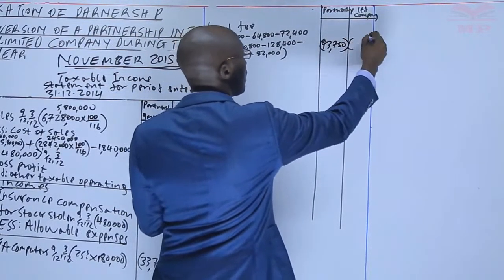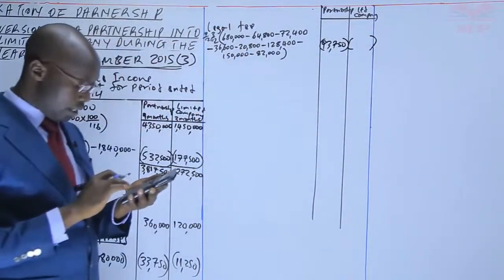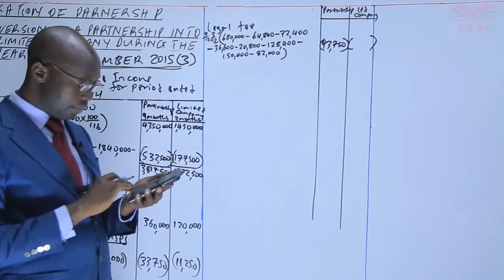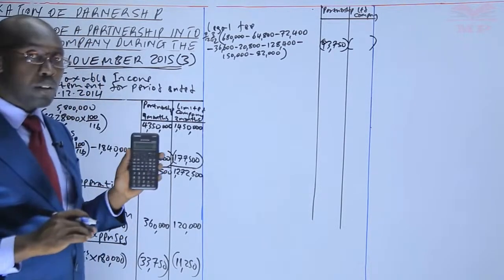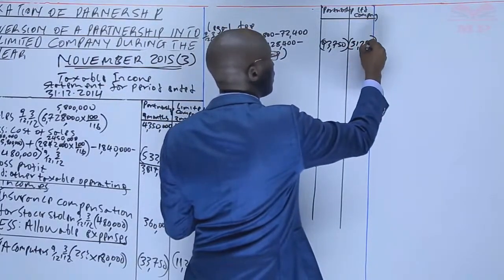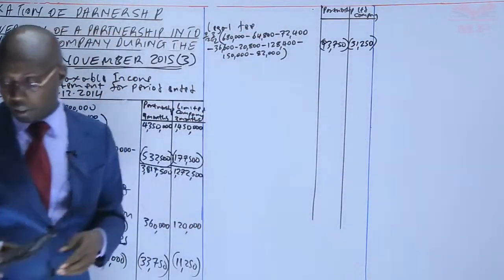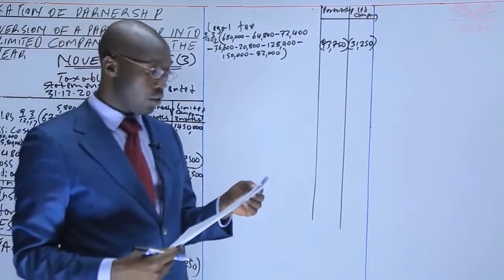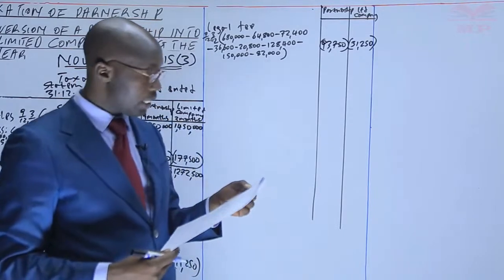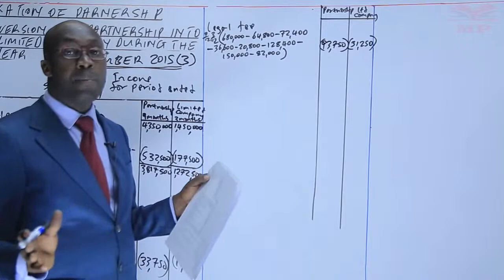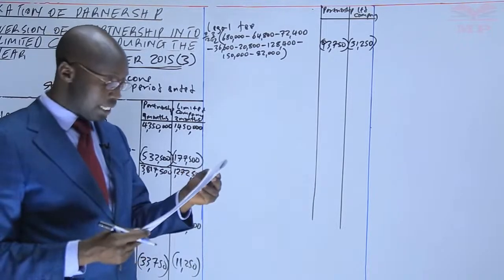And 3,750. The other one we say 3 divided by 12 of 125,000. That gives us 31,250. Then we continue. We go back to the income statement and continue looking for allowable expenses. After that, there is repair and maintenance. Repair and maintenance is an allowable expense.